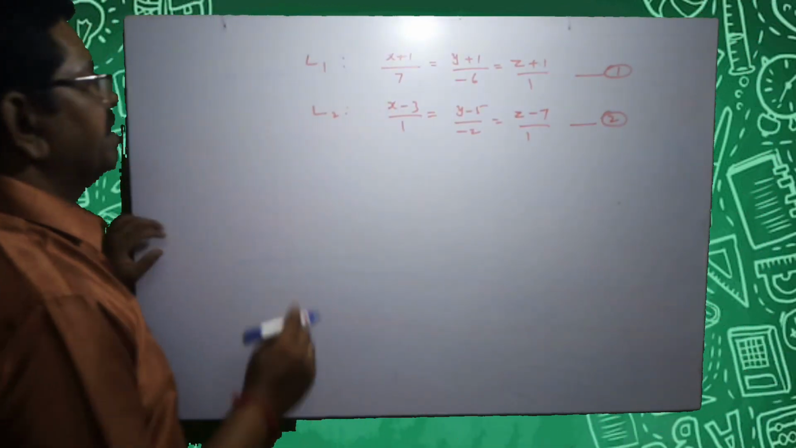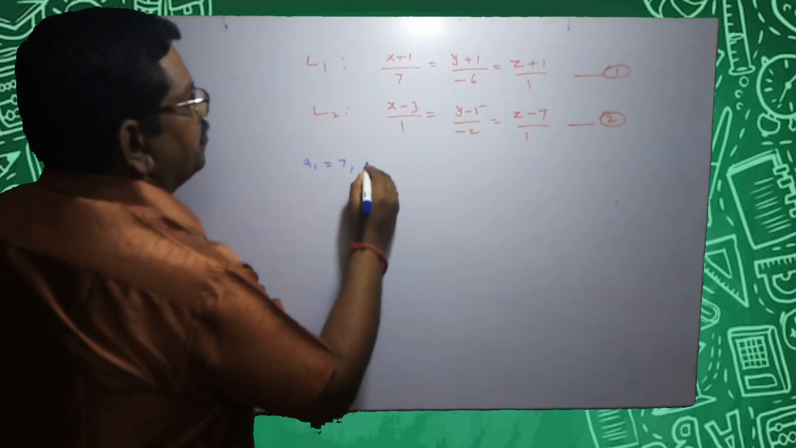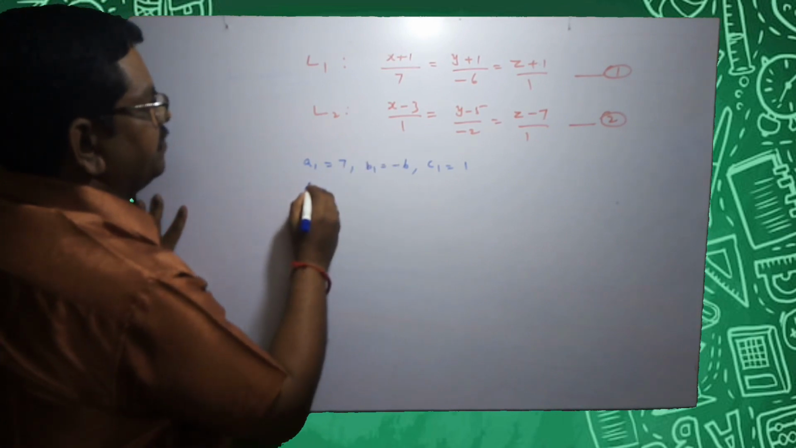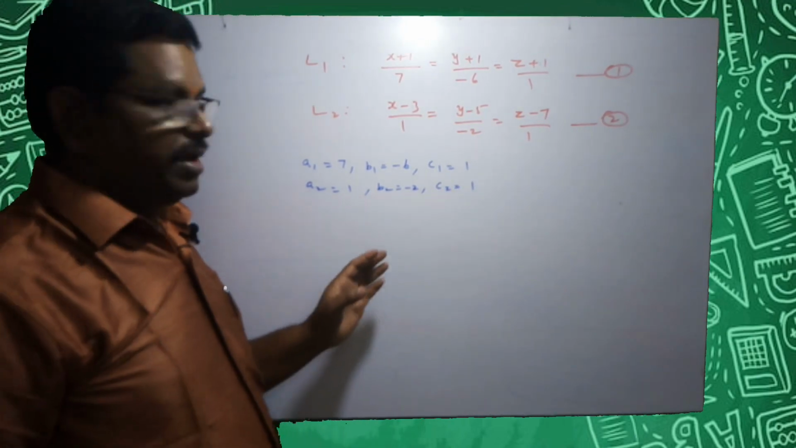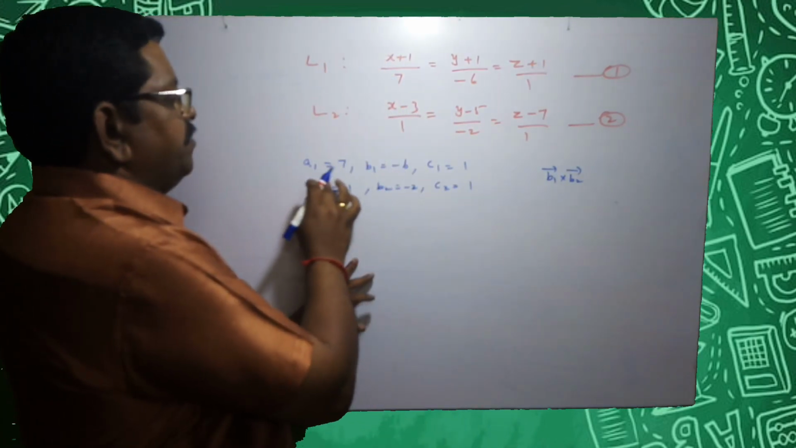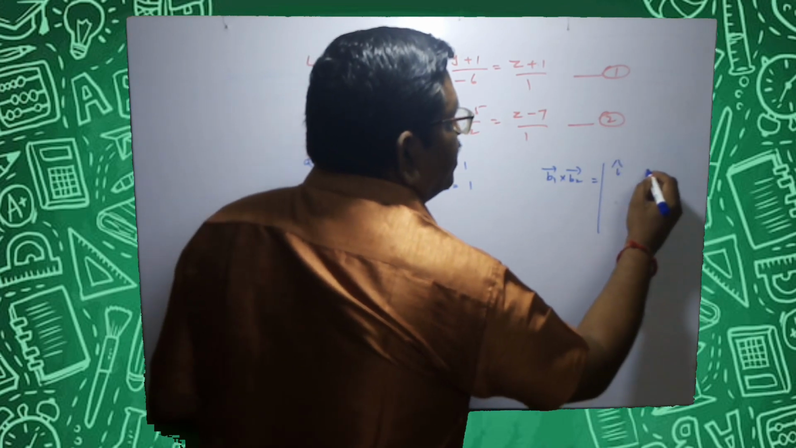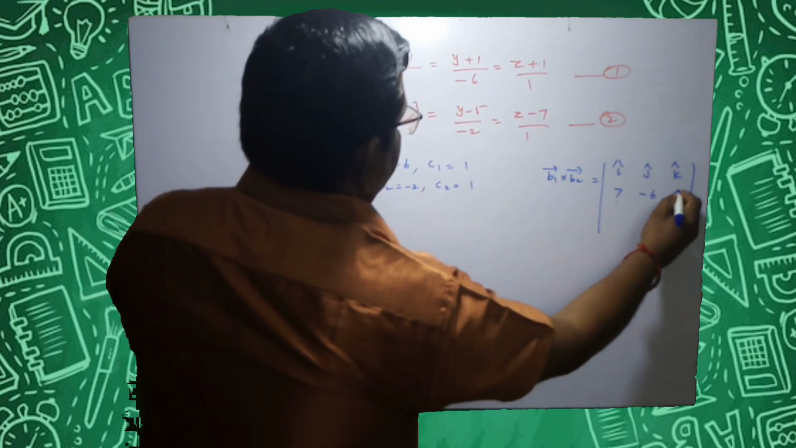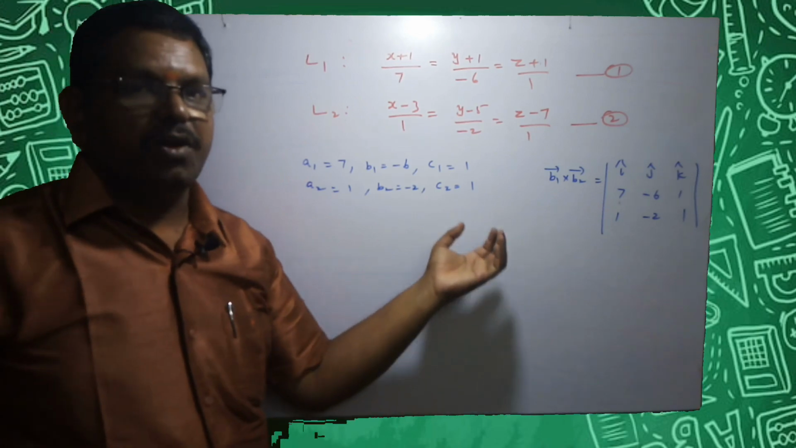So from this, let me take a1 is equal to 7, b1 is minus 6, c1 is 1. Similarly, from the second line, we can get a2 is equal to 1, b2 is equal to minus 2, c2 is equal to 1. Now let us find b1 vector cross b2 vector. Here we have b1 vector and this is b2 vector, and we have to find their cross product. So let us take the determinant for i, j, k, and write the values 7, minus 6, 1, and 1, minus 2, 1. First we should find the cross product of b1 and b2.